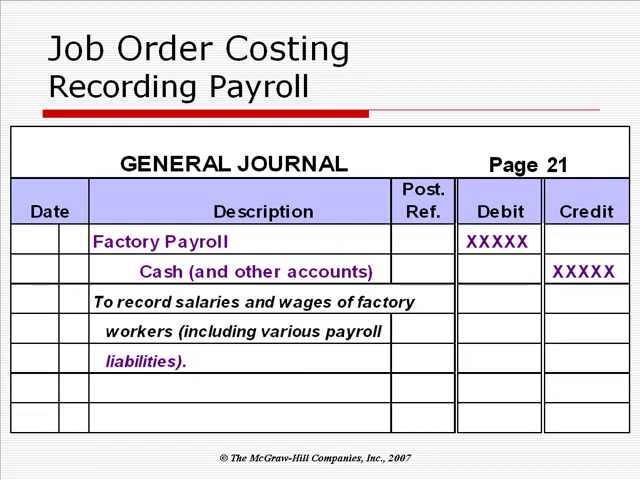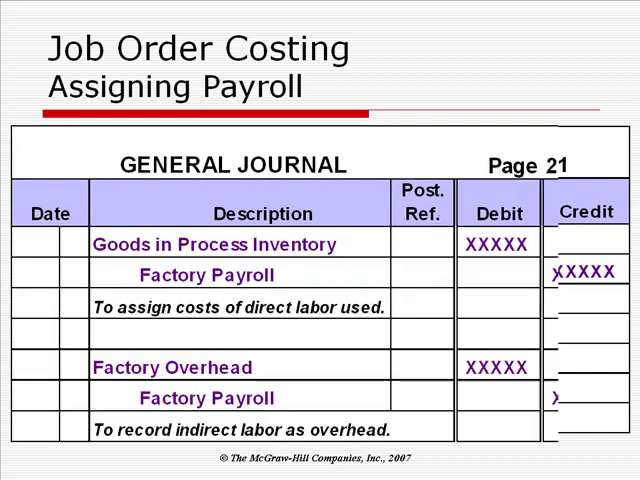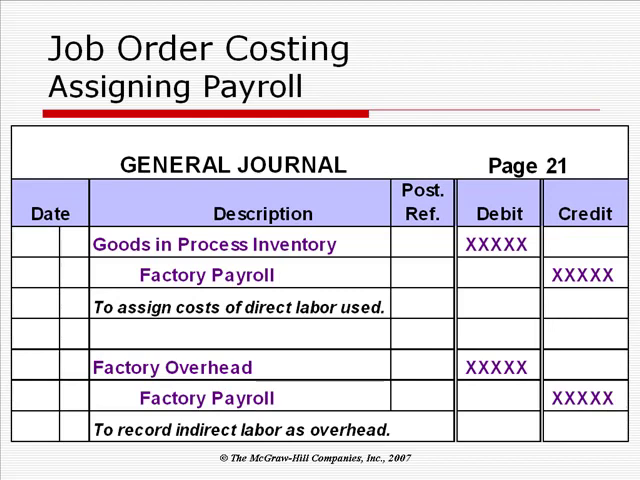When we pay the employees that are involved in production, we'll debit factory payroll and credit cash and all other accounts, which would include your various payroll liabilities, such as FICA withholdings, federal tax withholding, state tax withholding, and so on. Now, to allocate the factory payroll for direct labor that's used and can be assigned to specific jobs, we'll debit goods in process inventory and credit factory payroll. For indirect labor, in other words, factory labor that cannot be assigned to specific jobs, we'll debit factory overhead and credit factory payroll. And with these two entries, we will eliminate the balance in the factory payroll account.